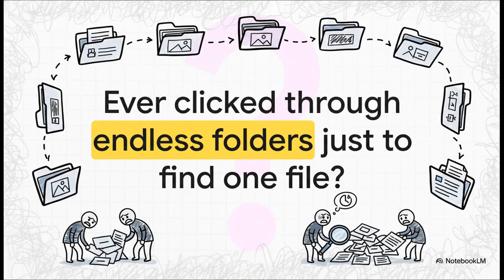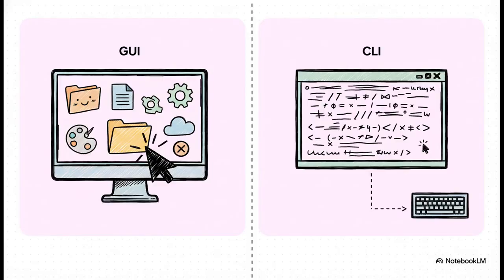Okay, be honest. How many times have you been there? Clicking, clicking, clicking, just digging through folder after folder trying to find that one single file. It's maddening, right? That frustration is actually a perfect example of where our normal, visual, point-and-click world kind of hits its limits. So that really brings us to the two main ways we talk to our computers.